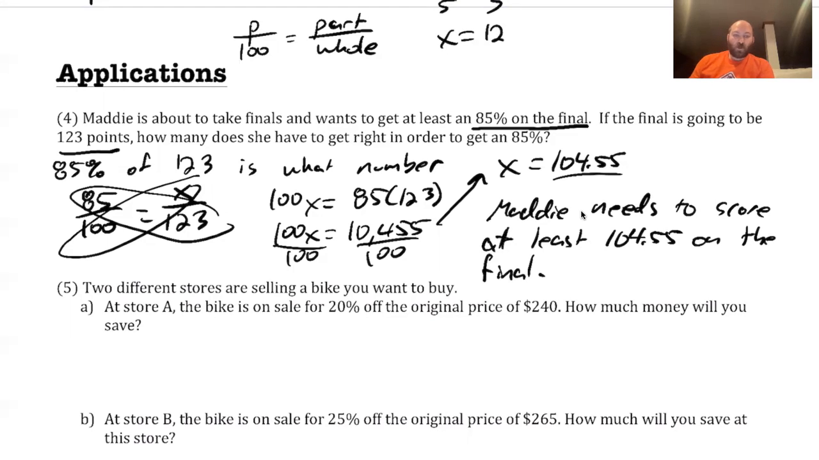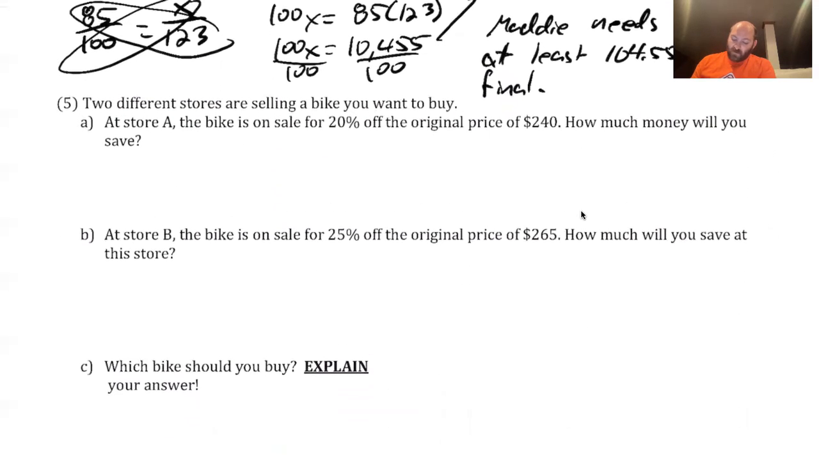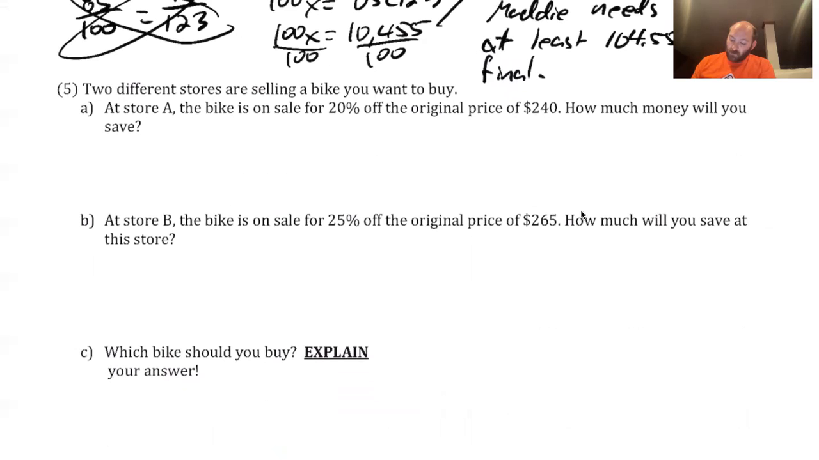All right. 2 different stores are selling a bike you want to buy. At store A, the bike is on sale for 20% off the original price of $240. How much money will you save? Okay. So again, to reinterpret this, the original price is going to be my "of" number. It's my whole number. So this will be the "of" for 20%. The money you save is what we're solving for. So 20 over 100 is equal to X over 240.